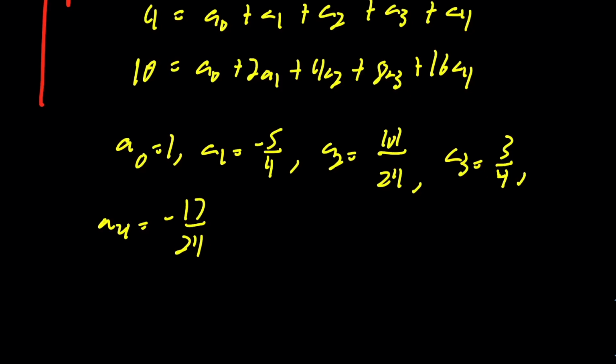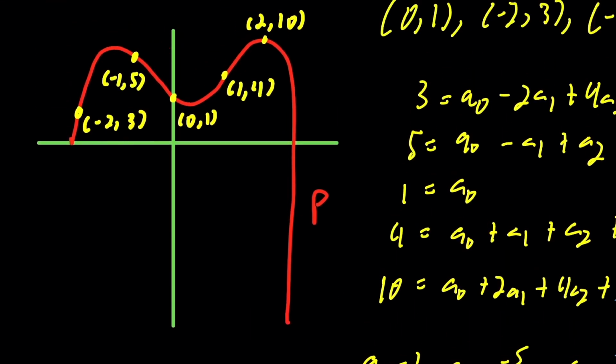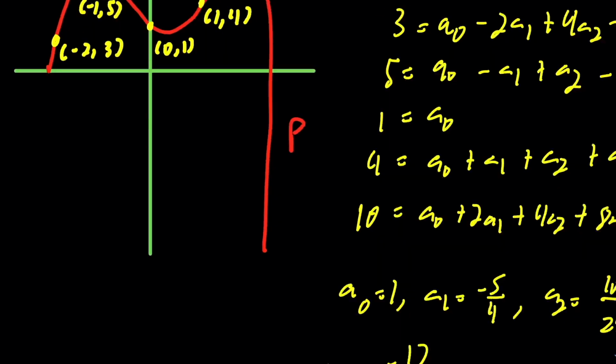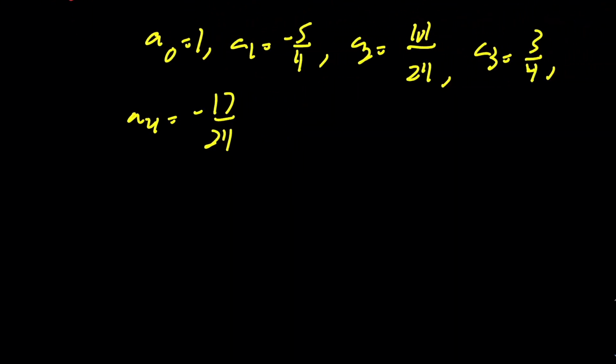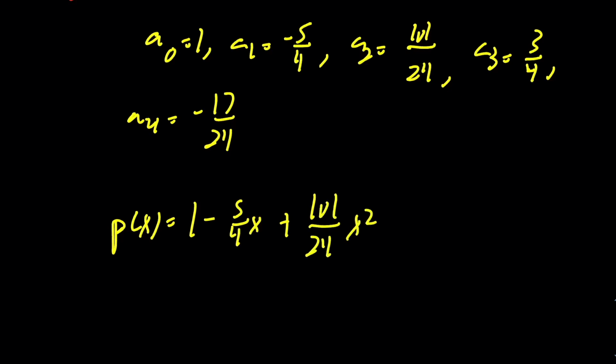What does our polynomial look like for this given graph? Well, I'll have you guys figure that out, but it should look like this. 1 minus 5/4 x plus 101/24 x squared plus 3/4 x cubed, minus 17/24 x to the 4th.